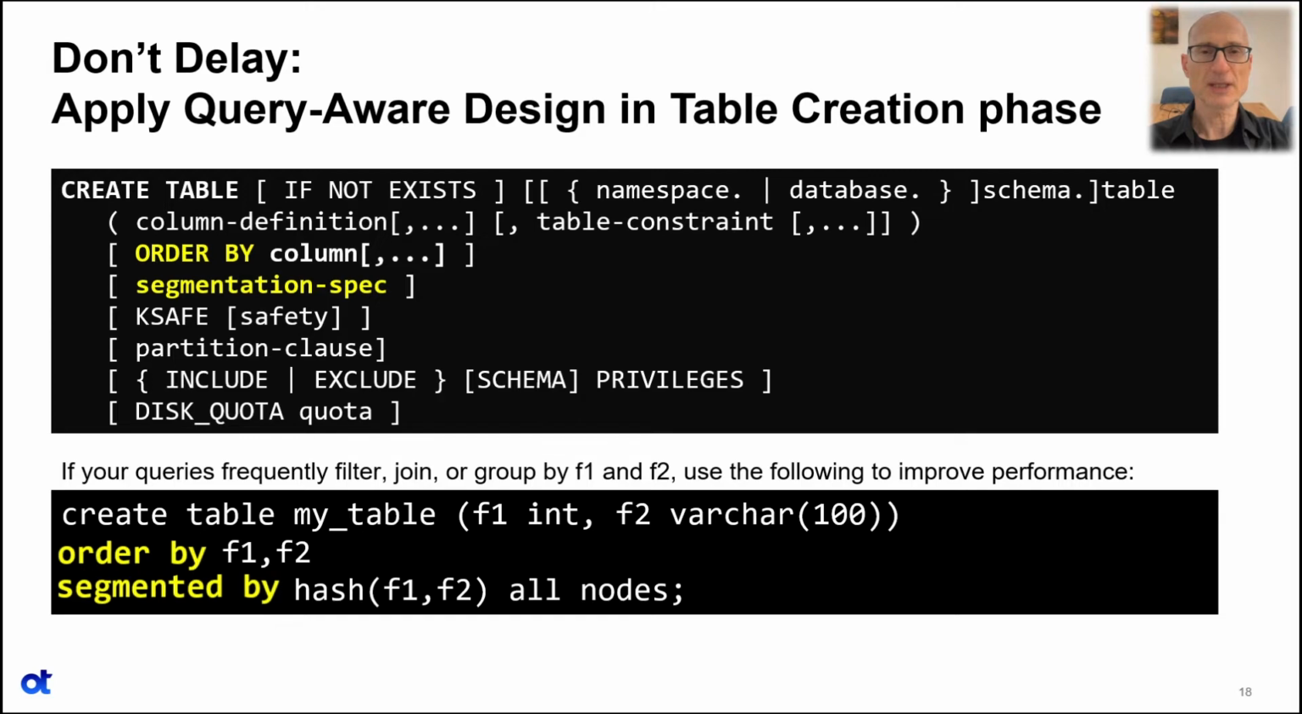Similarly, use the SEGMENTED BY clause when creating the table to define how data is distributed across cluster nodes. For large tables, use HASH SEGMENTED BY with the same columns as ORDER BY. This ensures even distribution. Alternatively, use UNSEGMENTED for small or single node tables.